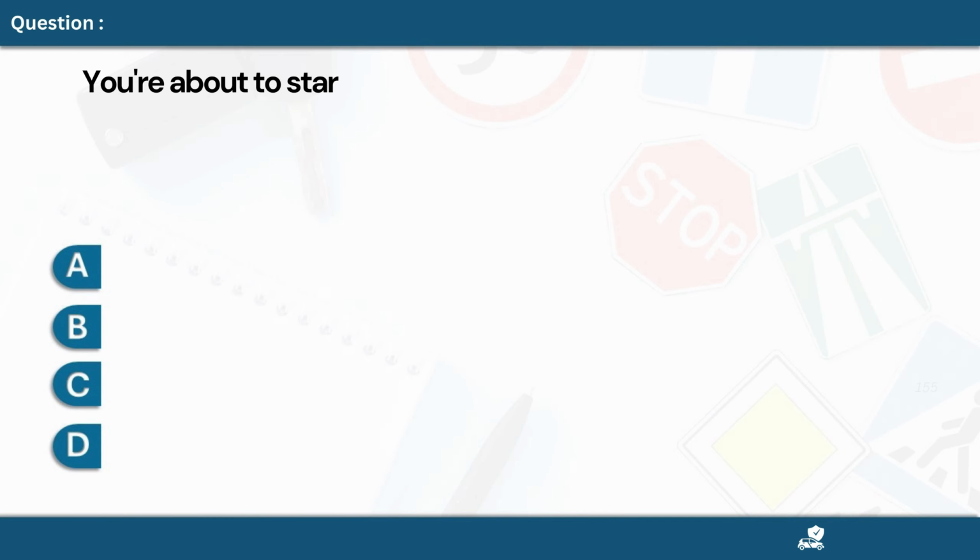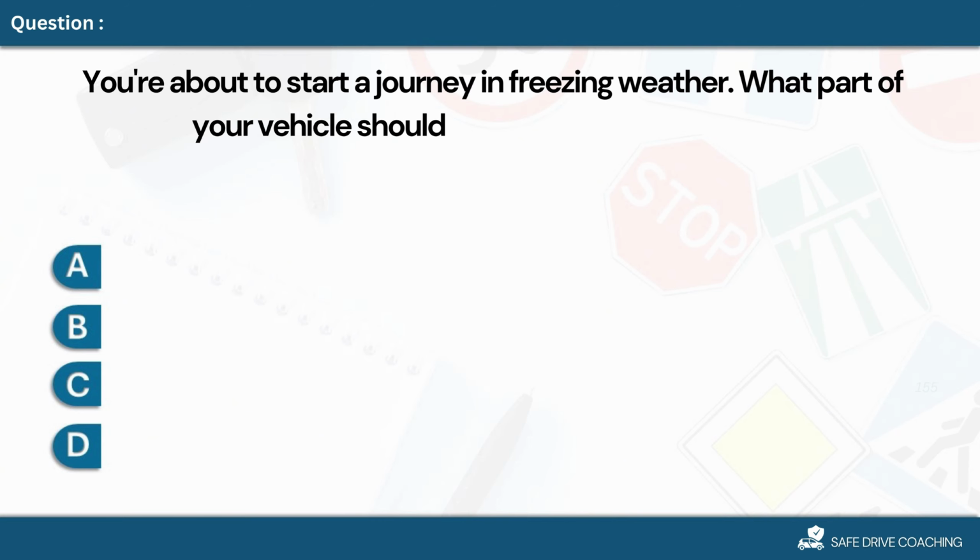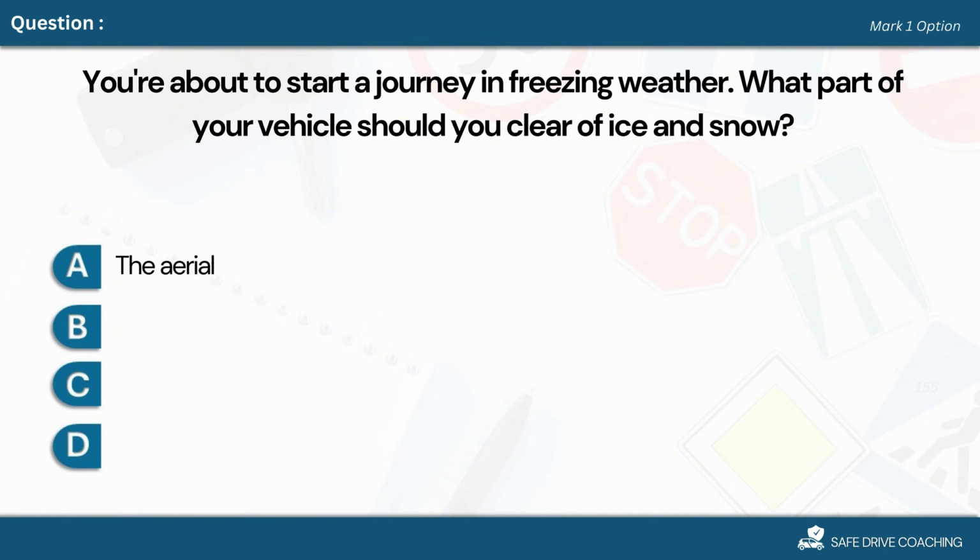You're about to start a journey in freezing weather. What part of your vehicle should you clear of ice and snow? A. The aerial. B. The windows. C. The bumper. D. The boot.